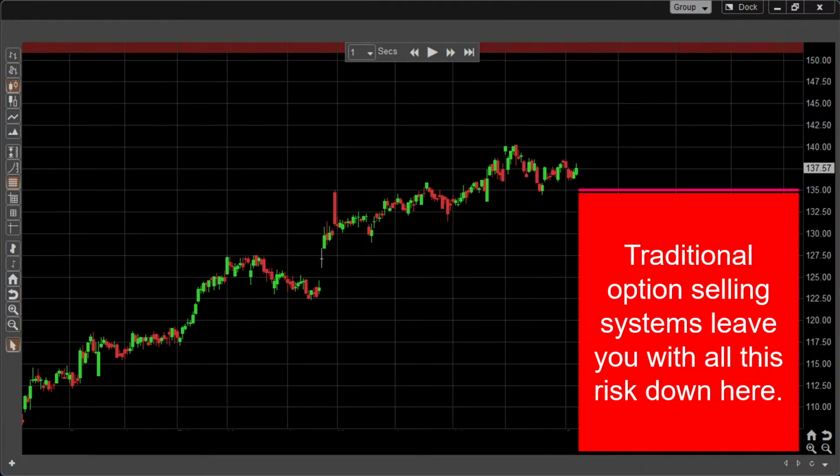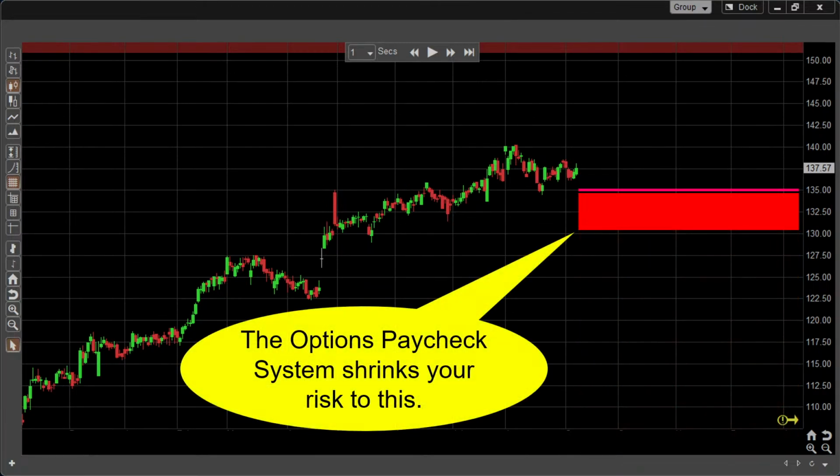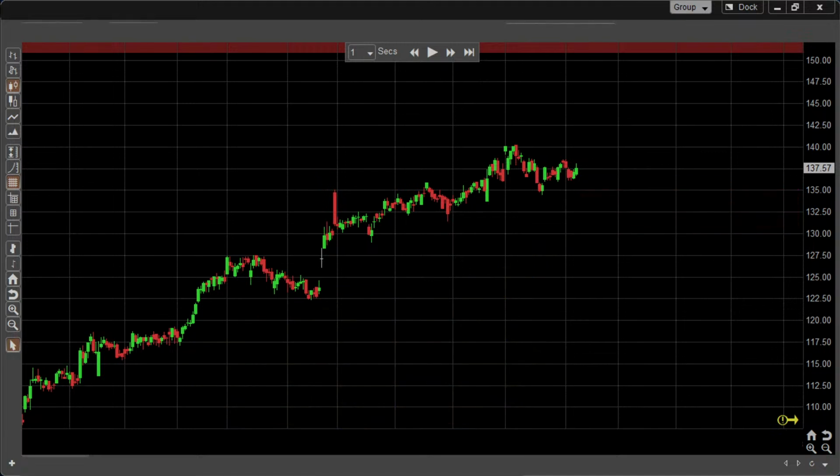Traditional option selling systems that sell naked leave you with all of this risk down here, okay? If you sell an option and the stock takes a nosedive, you're going to get hit hard. But what we do is we reduce your risk to this amount right here. So let me show you how this works. This is a graph of a typical stock we'd be bullish on. It's a beautiful graph, so it's understandable to be bullish on a stock that looks like this.